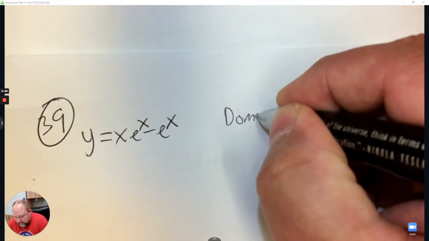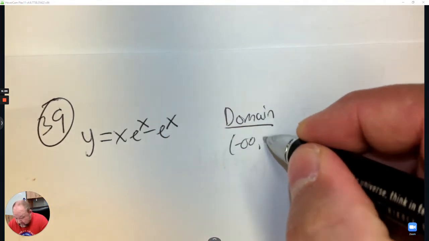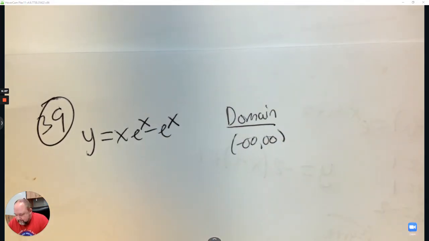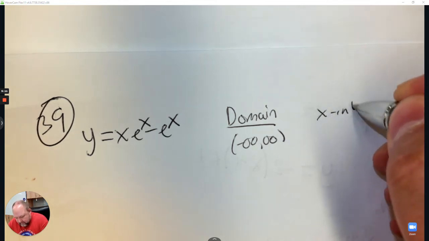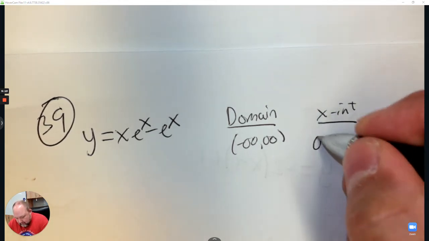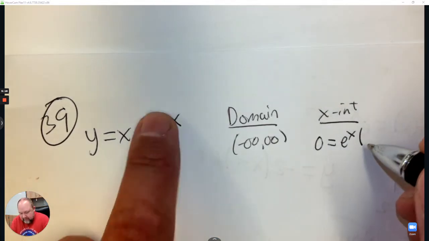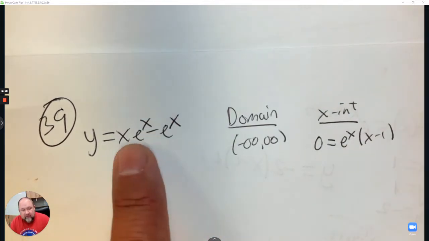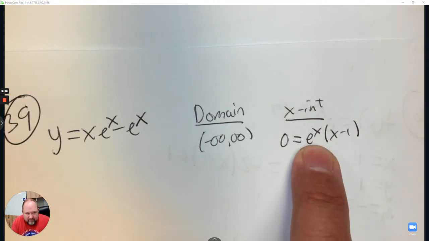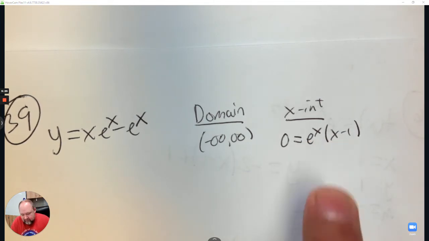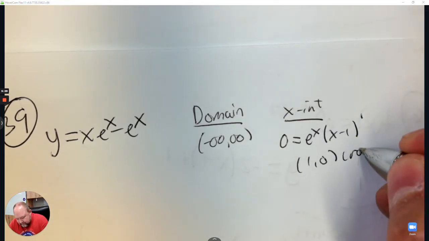So when I think of the domain, is there any restrictions here that x can't be? And the answer is no. It's a continuous function. The next thing, about intercepts, to find the x intercepts, we're going to make it equal to 0, and we're going to factor it. So you can see you can factor out e to the x from each one. E to the x will never be 0, so nothing comes from there. So the only x intercept is at positive 1, and it's going to cross.